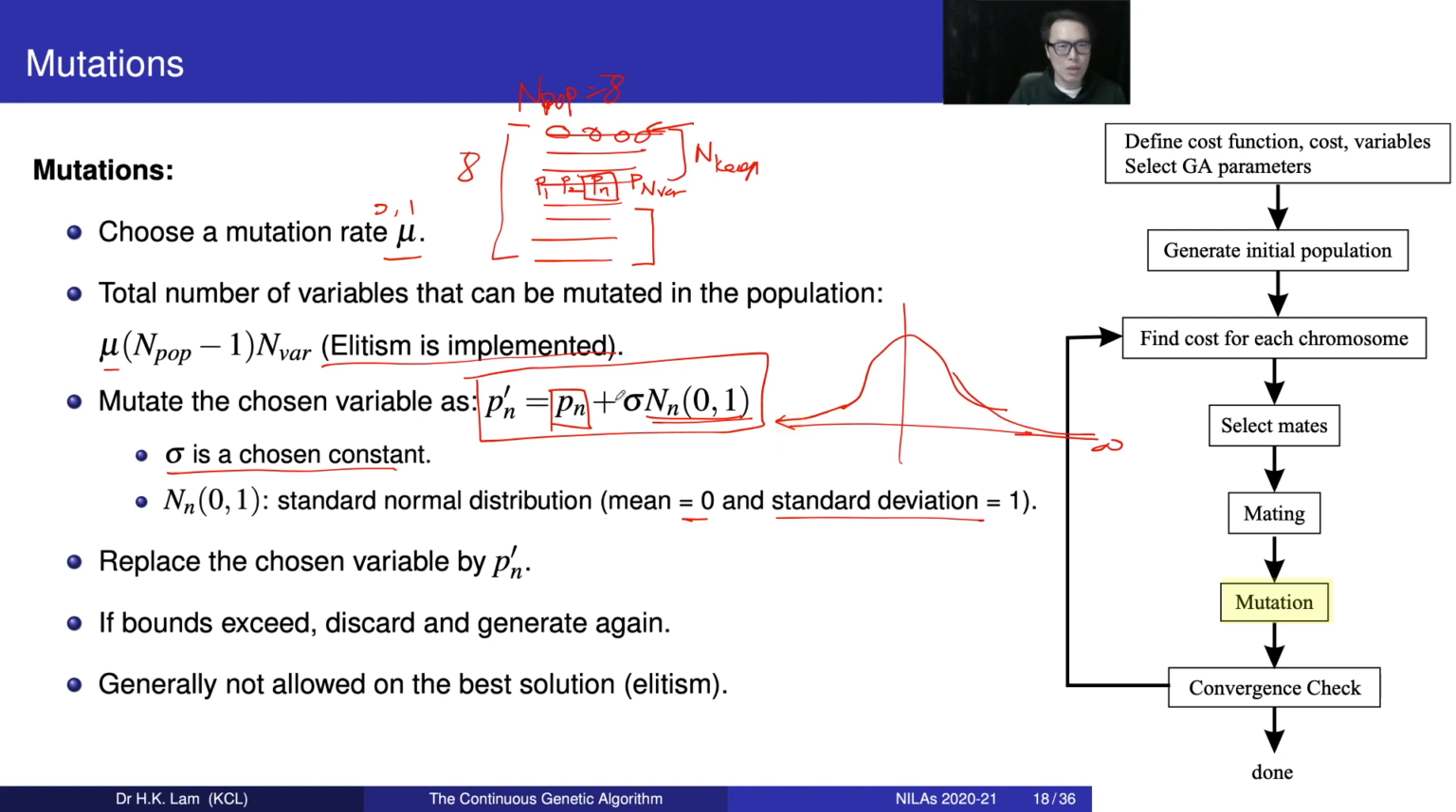So what happens if, after mutation, the generated offspring is out of the range of this decision variable? Okay, so this just explains what to do. If out of bound, discard and generate again. So to look at this closely, that means we are going to add a random number into this element.